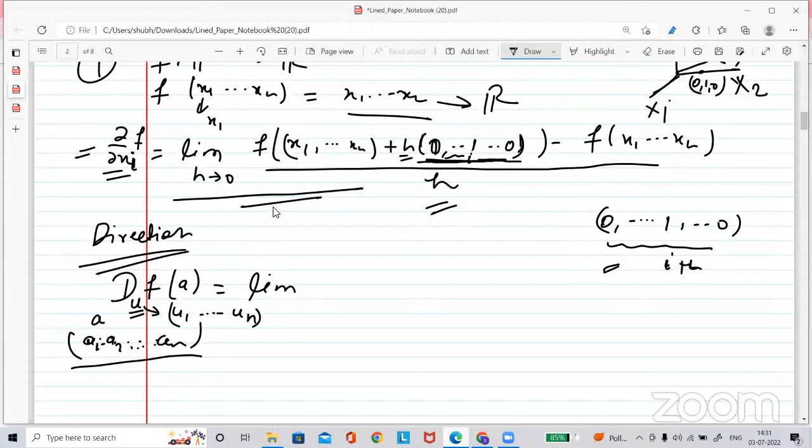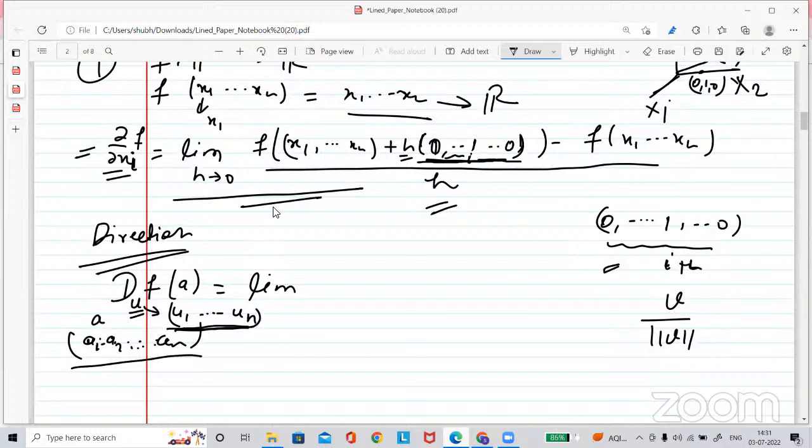Similarly in the u direction, if we are trying to get the derivative of the function, this direction should be a unit vector. And if you have any vector, suppose v, how will we make it a unit vector? Just divide by the norm. But we are assuming here that u is a unit vector.